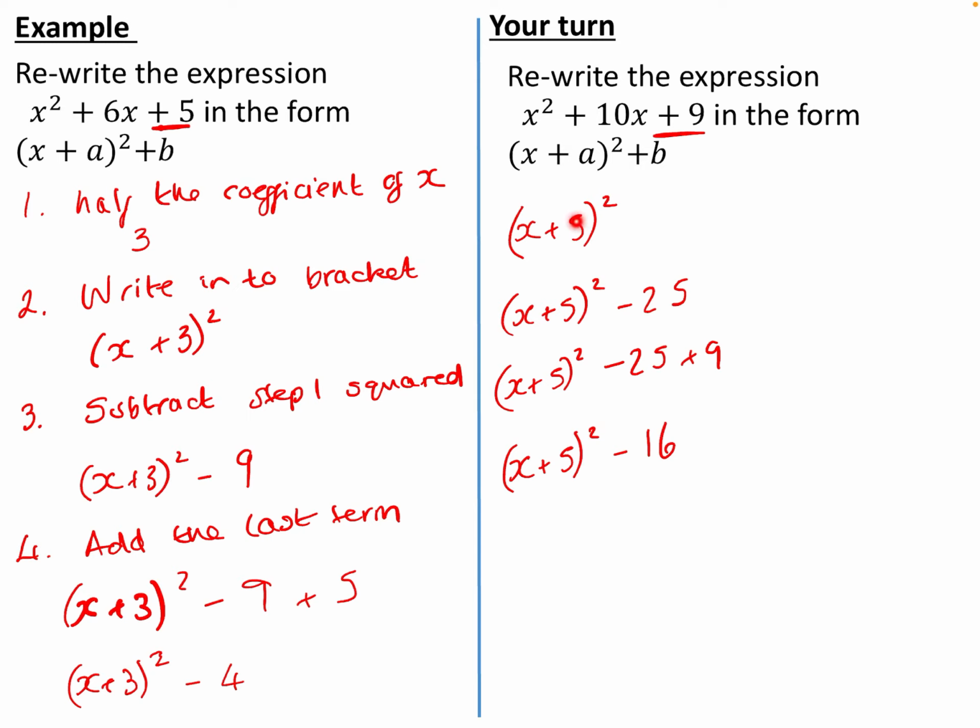Okay, so for step one and also step two, I've combined them here. I took half the coefficient of x and wrote it into the brackets and squared it. And then subtracted that number squared. So I took 5 and squared it, which gave me 25, and then subtracted that. For step four, which is these two steps here, I've then added the last term, and then I've actually combined those two like terms to give me x plus 5 all squared minus 16.